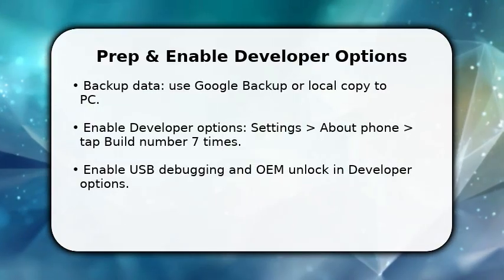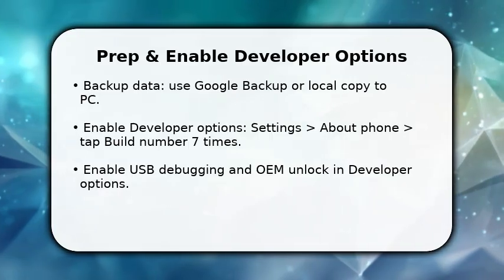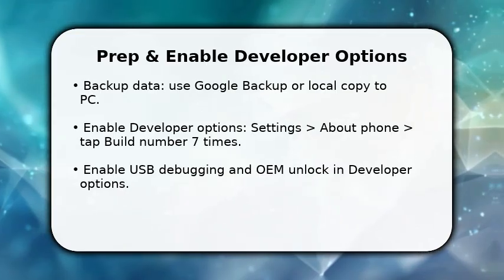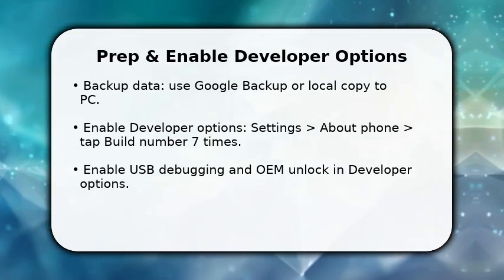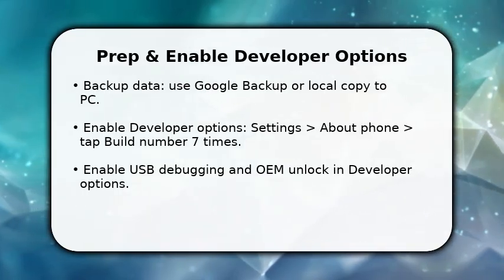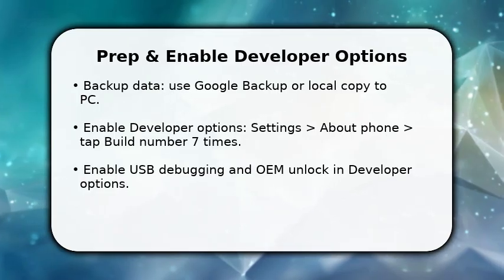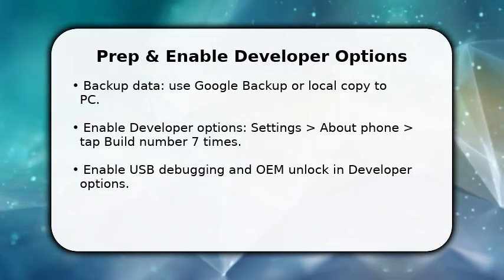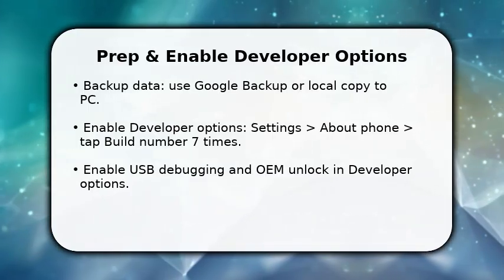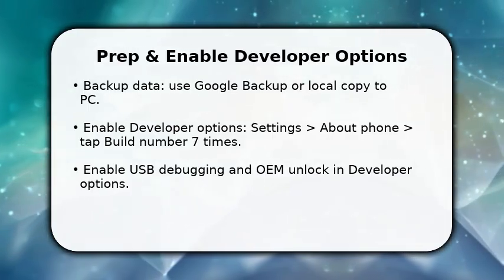You start by securing your data and enabling access. This prevents loss and allows flashing. First, back up important files to Google or a PC, then enable developer options by tapping build number 7 times. Once done, open developer options and turn on USB debugging and OEM unlock if available. These let your computer and recovery tools communicate with the device.